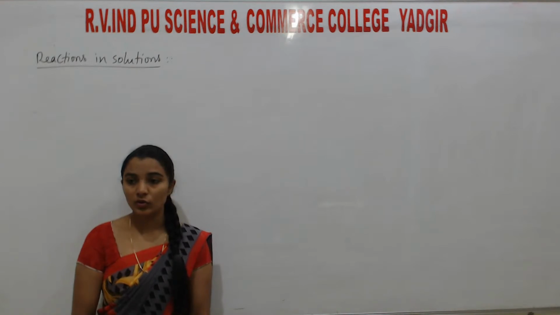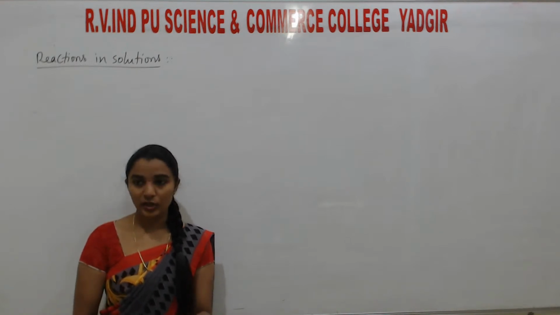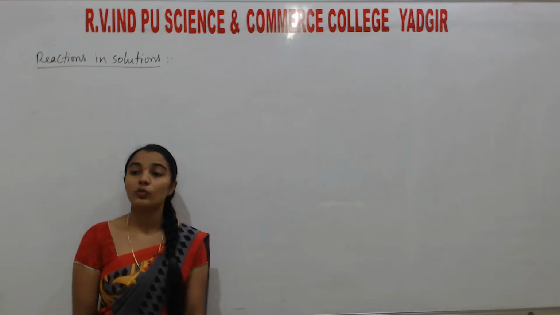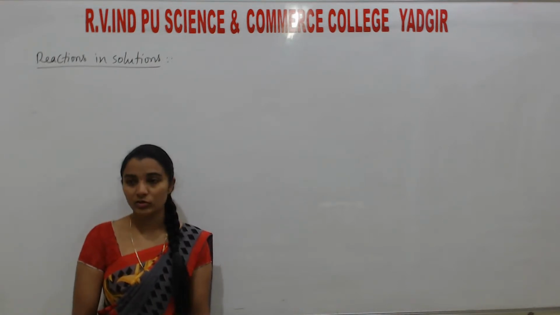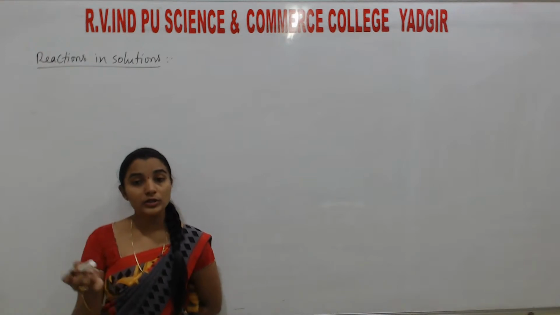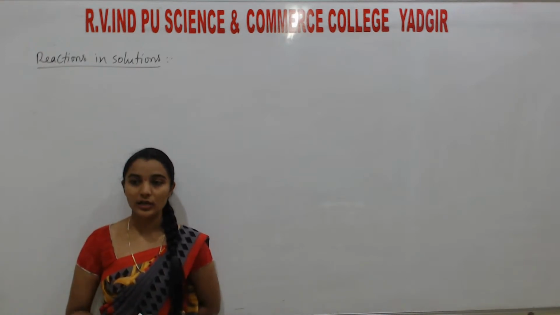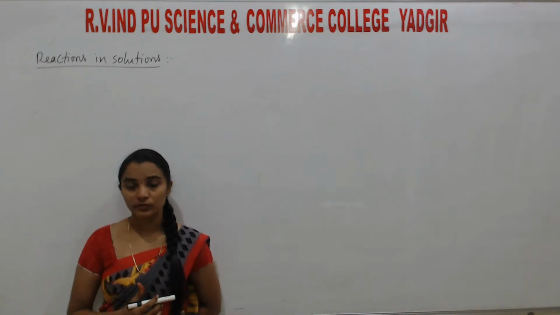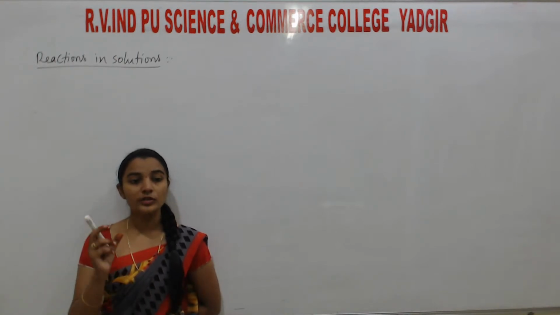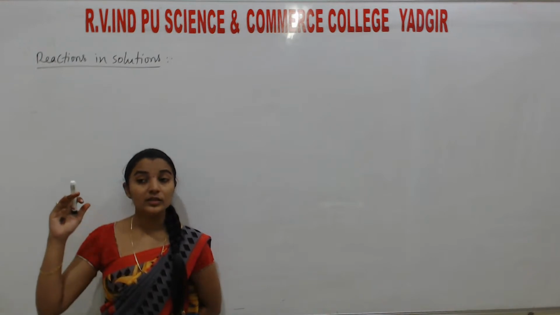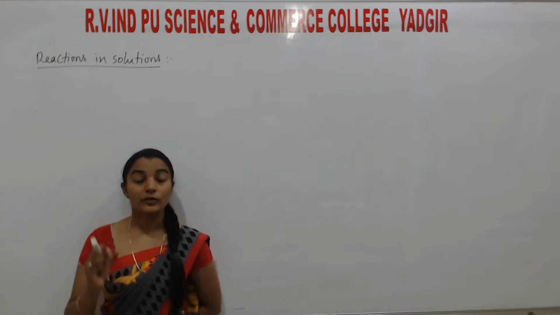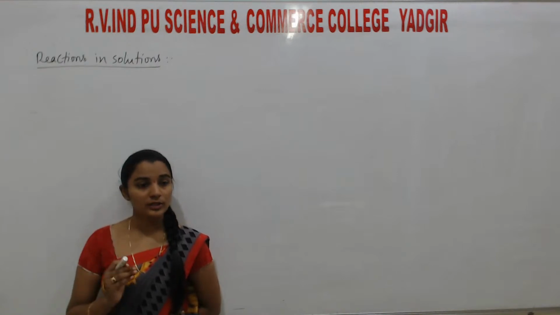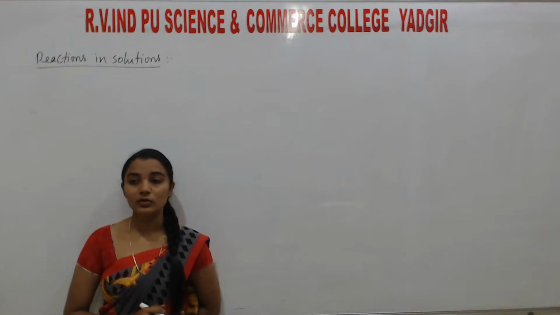Understand? NaOH by itself is a solid. If NaOH alone is there, then it is not a solution. If water alone is there, then it is not a solution. If NaOH is dissolved in water, then it is a solution. If the NaOH concentration is more, then it is a concentrated solution. If the NaOH concentration is less, then it is a dilute solution.